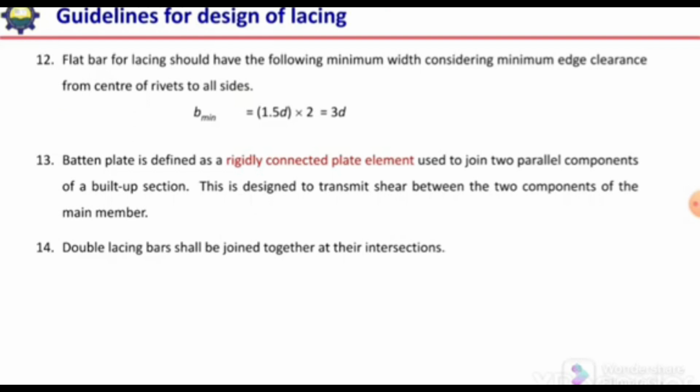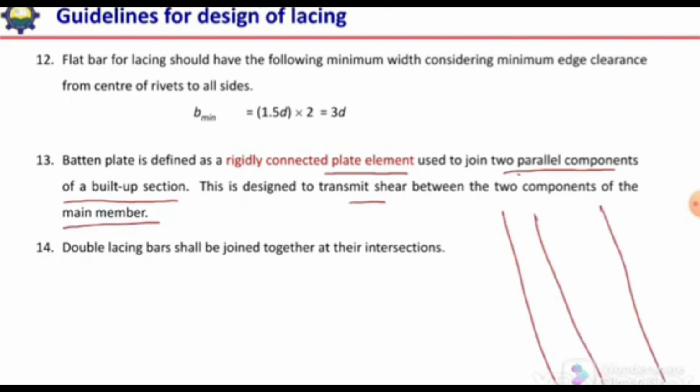Batten plates are defined as rigidly connected plate elements used to join the two parallel components of a built-up section. They are designed to transmit shear between the two components of a main member. So we can also use the battens as we have seen in the previous slide. If we have a built-up section like this, we can use battens like this. So these are rigidly connected. It means we should have at least 2 rivets parallel to the axis of the member, or we should weld these battens with the flanges or with the elements of the individual section.